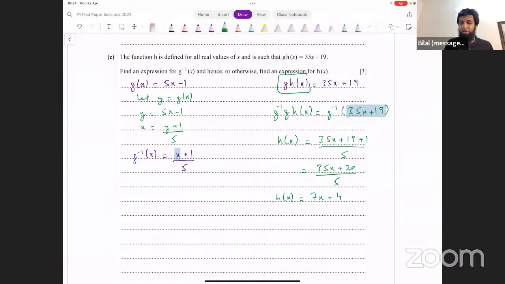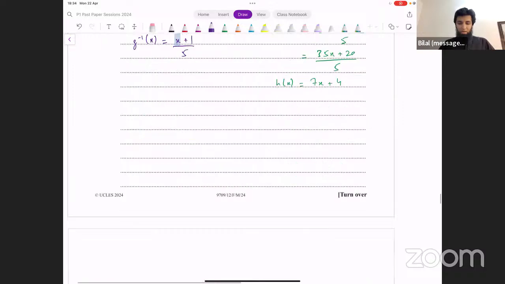Since we had g h of x, we had to get rid of g somehow to get h of x. And for that, we applied g inverse on both sides, on the left side. Okay? Okay, thank you. All right, let's move on.